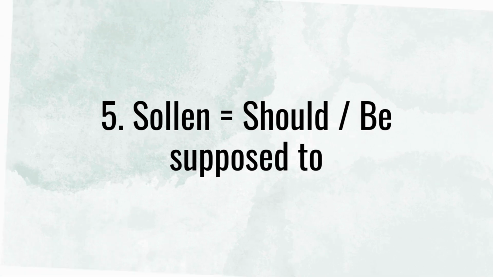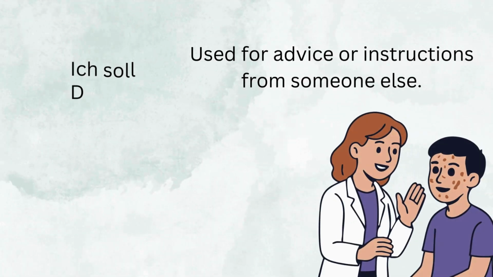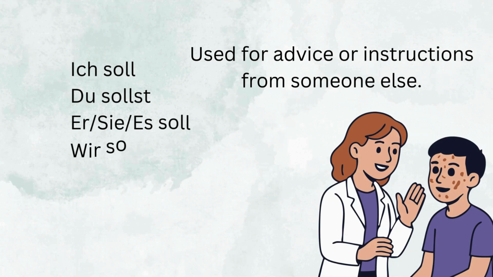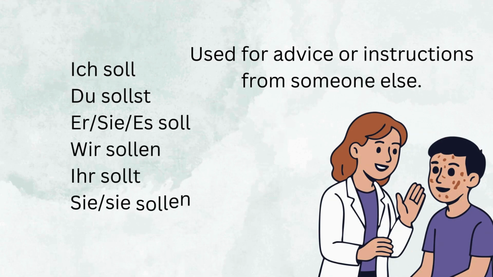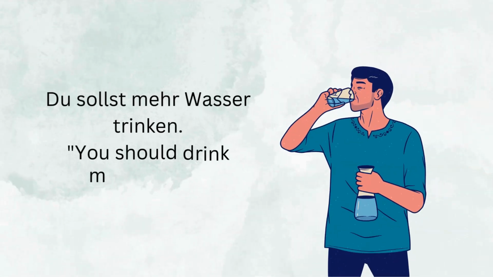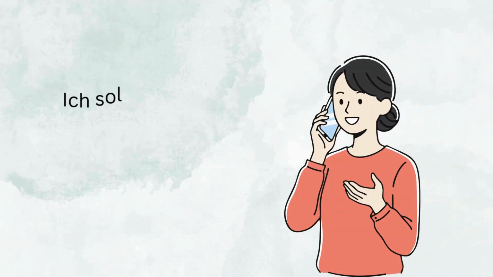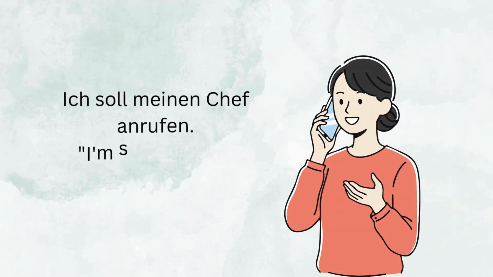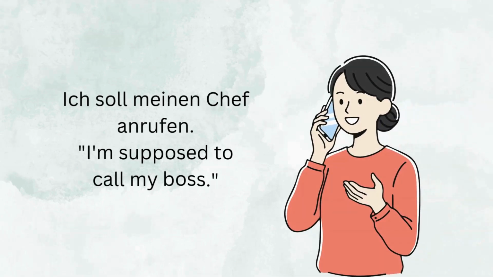Sollen. Noch einmal, sollen. It means should or be supposed to. This one is used for advice or instructions from someone else. Present form. Ich soll, du sollst, er, sie, es soll. Wir sollen, ihr sollt, sie sollen. Examples. Du sollst mehr Wasser trinken. You should drink more water. Ich soll meinen Chef anrufen. I'm supposed to call my boss. Think of it like someone is giving you advice or telling you what you're expected to do.